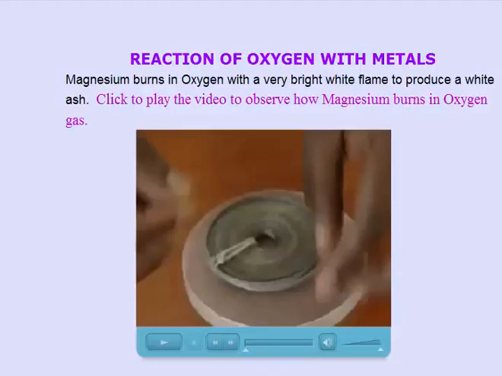Magnesium burns in oxygen with a very bright white flame to produce a white ash. Click to play the video to observe how magnesium burns in oxygen gas.